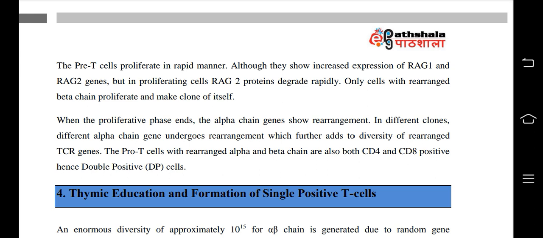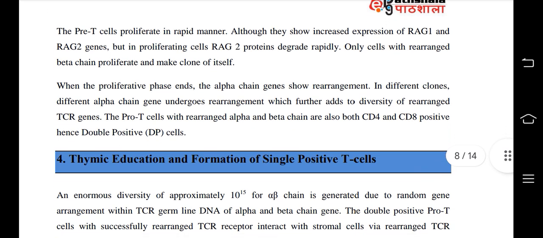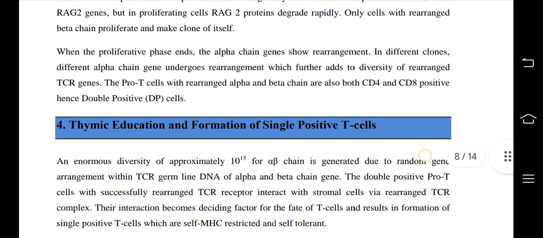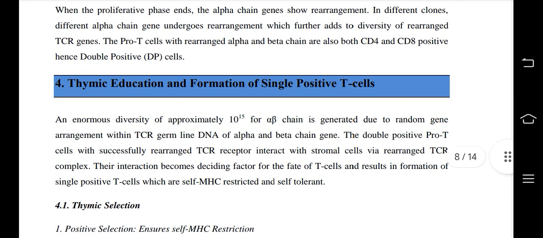When the proliferative phase ends, the alpha chain genes show rearrangement. In different clones, different alpha chain genes undergo rearrangement, which further adds to the diversity of rearranged TCR genes. The pro-T cells with rearranged alpha and beta chains are also both CD4 and CD8 positive, hence double positive DP cells. Then thymic education and formation of single positive T cells. An enormous diversity of approximately 10 raised to 15 for alpha beta chain is generated due to random gene arrangement within the TCR germline DNA of alpha and beta chain genes.